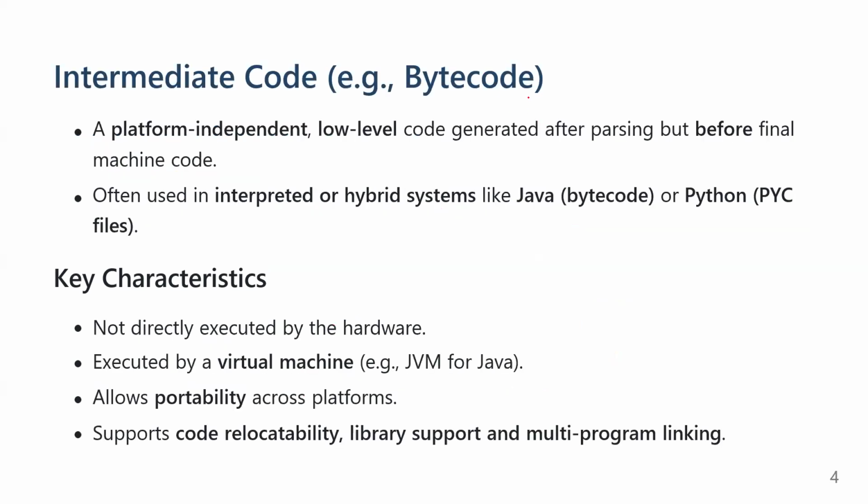An example of intermediate code used in Java is bytecode. But what exactly is intermediate code? Intermediate code is platform-independent, low-level code, which means unlike object code, it's not dependent on the software or platform. It's not dependent on whether you're on a Windows machine or a Mac device or an Android. It's platform independent, but it is low-level code that is generated after parsing, but before the final machine code is generated, right? And it is often interpreted using kinds of hybrid systems.